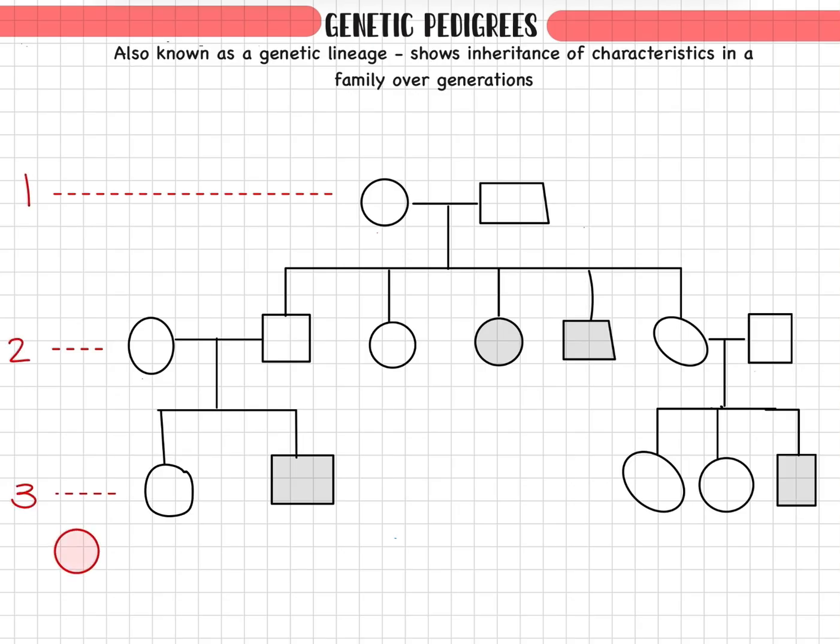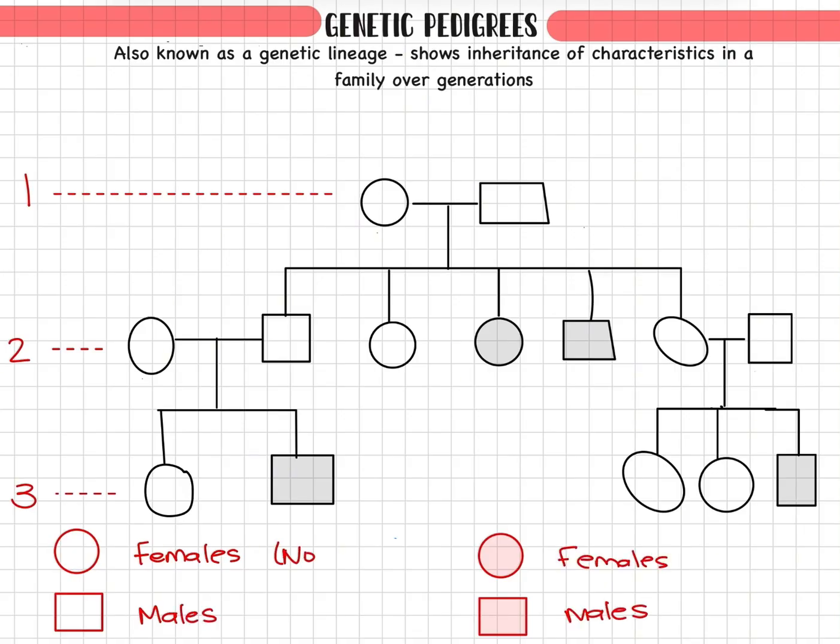The next thing that we note are the circles and the squares with their meanings. The circles represent the females while the squares represent the males. The shaded circles would be the affected female and the shaded squares will be the affected male. In this example, we'll take that the shaded characteristic is controlled by a recessive allele.